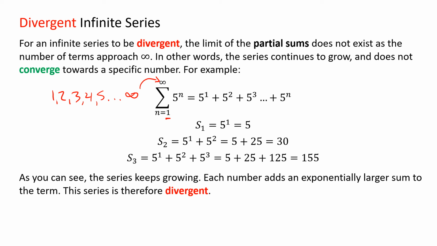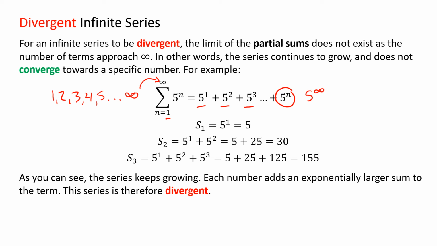So what it means is we have 5 to the exponent 1 plus 5 to the exponent 2 plus 5 to the exponent 3 all the way to 5 to the exponent n. However far we take this, if we go all the way to the end of the series, we'd have 5 to the exponent infinity. Now what you'll notice is it's really beneficial to try doing this using partial sums first.